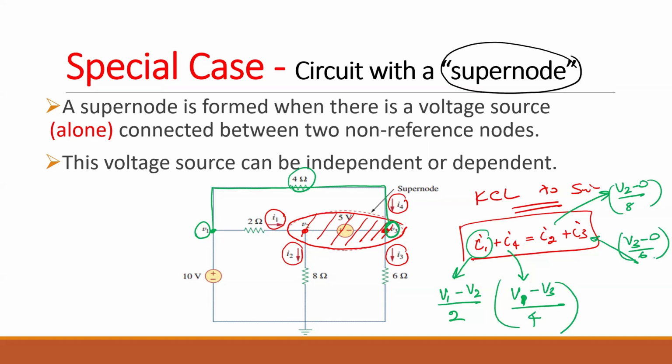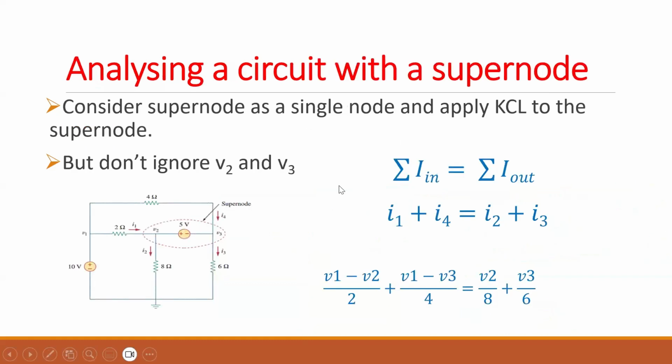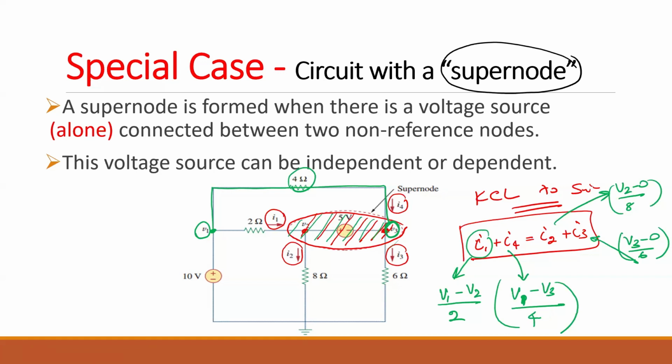That's the only difference. Don't do this kind of question yet, but we are going to do it together. Only when you have a supernode, you need to consider it as a single node. How do we identify a supernode? When you have a voltage source alone across two nodes, that we call the supernode. So solving supernodes is very easy, the same as the previous ones. The only thing is you are applying KCL to the supernode. Make sense?